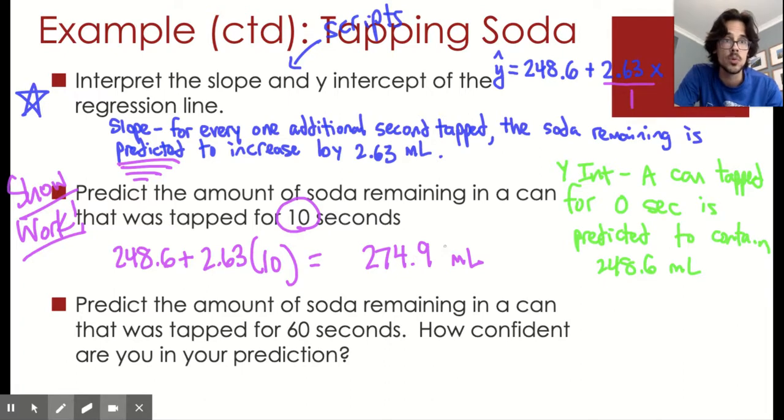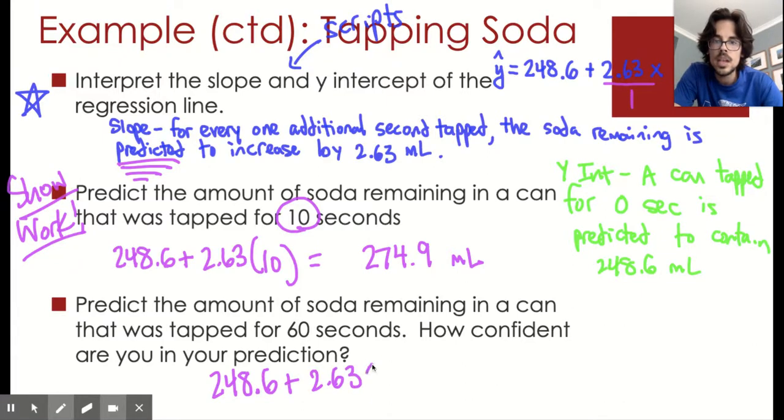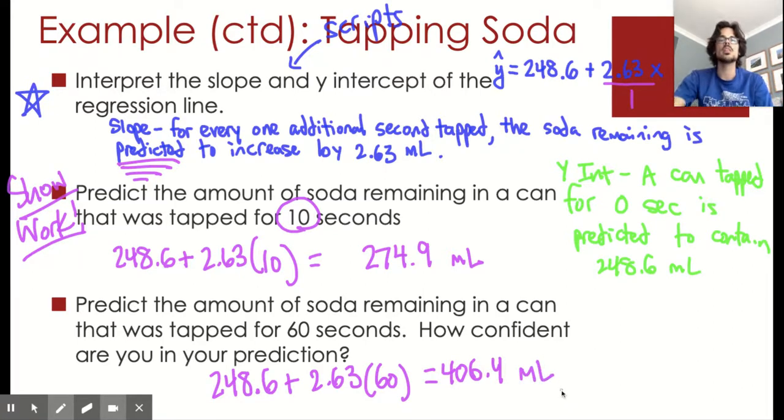That's our prediction for the remaining soda. Okay? Nice and simple. Then I ask you to do something similar, but this time we're going to tap our can of soda for 60 seconds. And if you do the same calculation right there, you plug in a 60, you get 406.4 milliliters. Now, at face value, that's like, okay, yeah, that's my answer. And if you don't think that hard about it, it wouldn't seem anything out of the ordinary. My little question right here, though, should make you a little suspicious if you weren't already. How confident are you in your prediction?